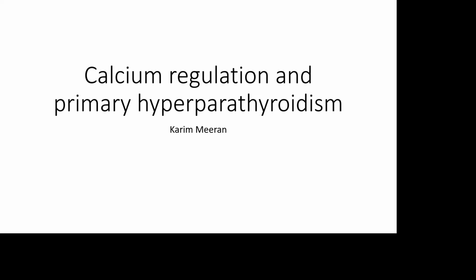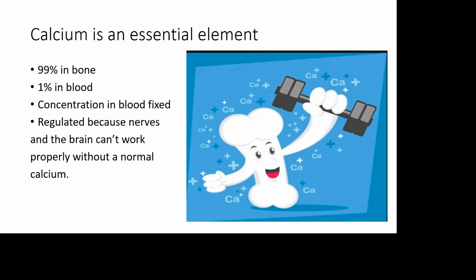I'm going to talk briefly about calcium regulation and primary hyperparathyroidism. Calcium is an essential circulating element, and we have a huge store of it in bone. In fact, 99% of the calcium is stored in bone, and a tiny amount, 1%, is circulating in your bloodstream.